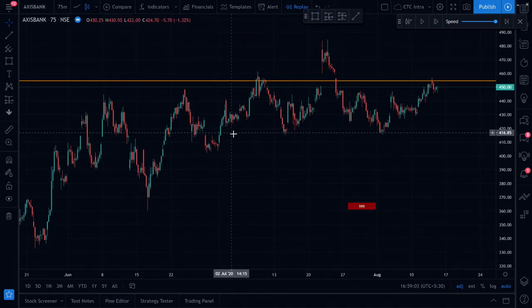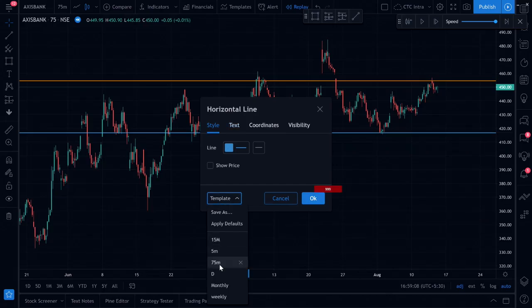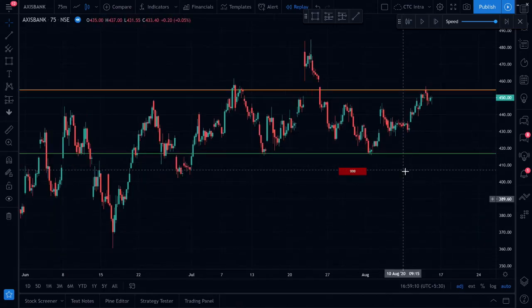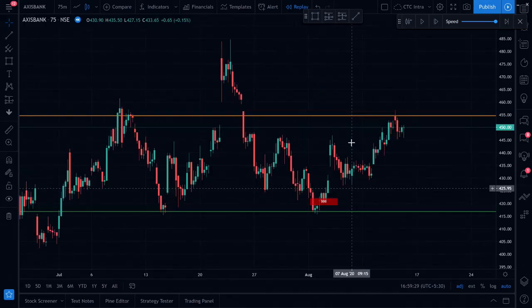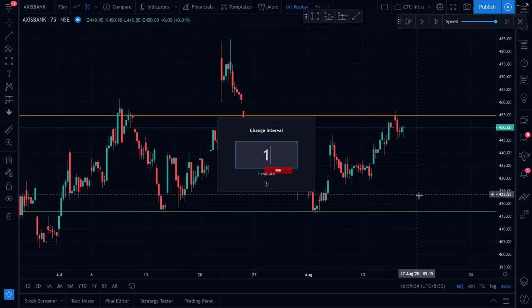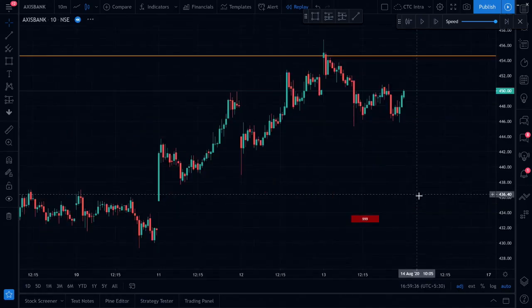Here I am seeing that this is a good area. Apply the 75 minutes template. Here also we see that price is sideways, nothing much conclusions. Trading between this range. Now you go to the 10 minutes chart, the trading time frame.